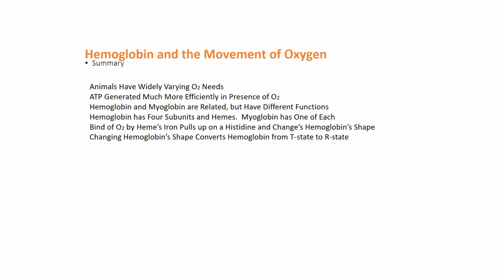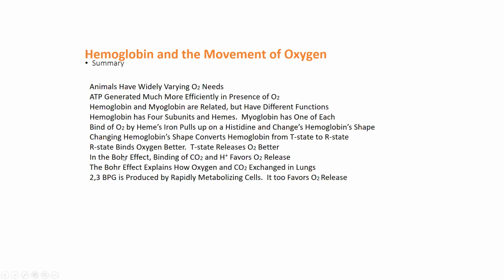We talked about that. Binding of oxygen by hemes, iron pulls up on the histidine, and the changing of hemoglobin shape converts hemoglobin from T state to R state to accept more oxygen. The R state binds oxygen better, and the T state releases oxygen better. So R state, when we are fully bound with oxygen, all O's. T state, when we have released oxygen, we are all square. In the Bohr effect, the binding of carbon dioxide and hydrogen protons favors the oxygen release.